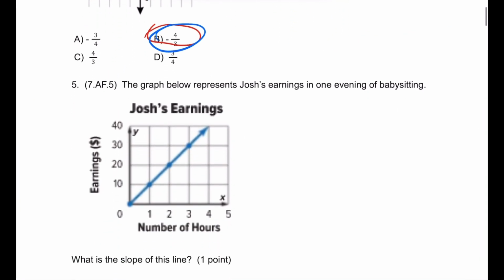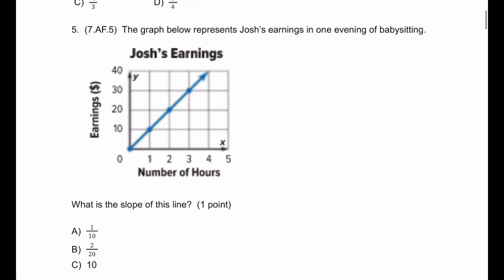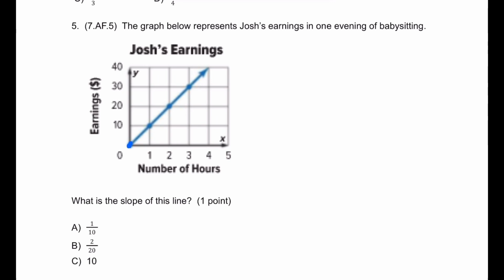Okay, moving on to the next one. So it says the graph below represents Josh's earnings in one evening of babysitting, okay? Because we do have points given to us here, if I look closely, I have this one, this one, this one, and this one. It is another graph, so there's multiple ways you can go about it. You can either get your points here, so the ordered pairs. So if I look, this one is 3 and 30. This one here is 2 and 20. And this one right here is 1 and 10.